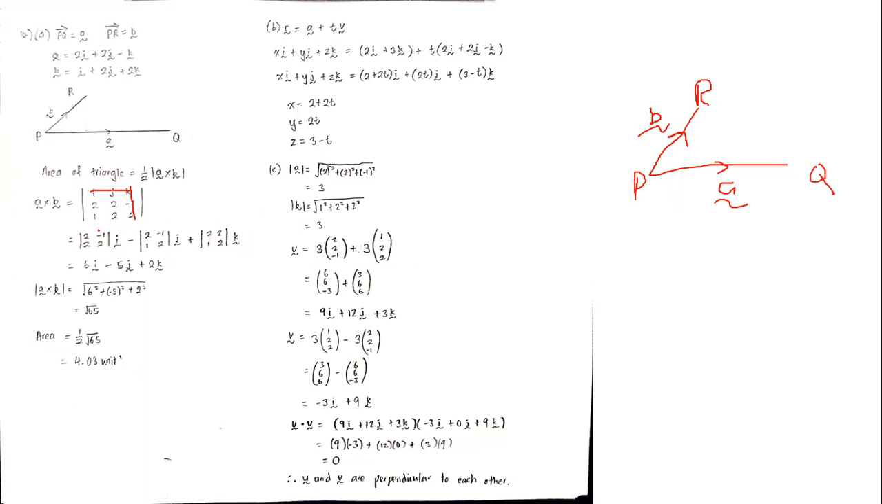After that, using the matrix method, we will get 6i minus 5j plus 2k. Then how to get the magnitude? We use surd of 6 squared plus -5 squared plus 2 squared, which equals surd 65. So we can substitute into the area of the triangle here. It's 1 over 2 surd 65, which equals 4.03 unit squared. This is the final answer.